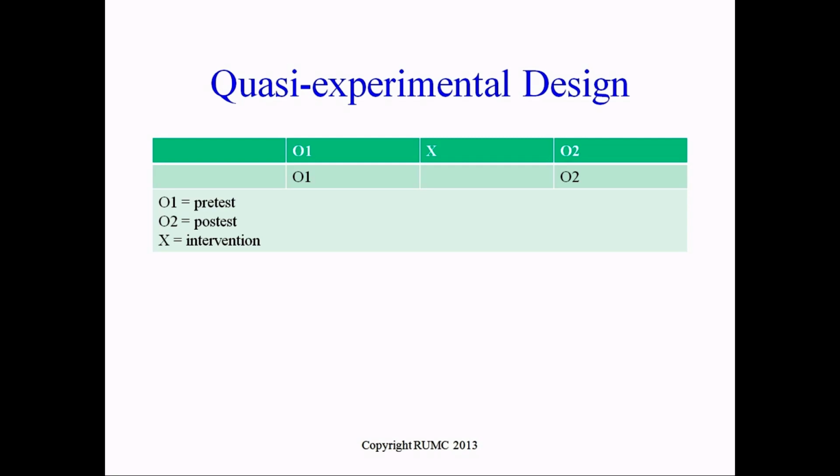So here is a schematic, and as you can see from the outset, we're missing that key feature of randomization. So you can have your pre-test, providing X, that intervention, followed up by a post-test, but you don't know from the outset if these two groups are similar because you're missing that piece of randomization.